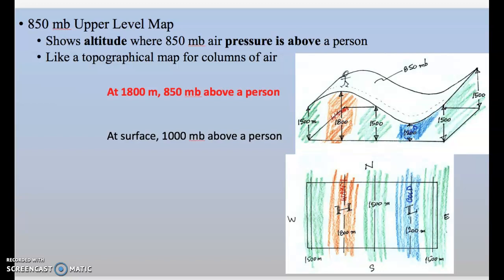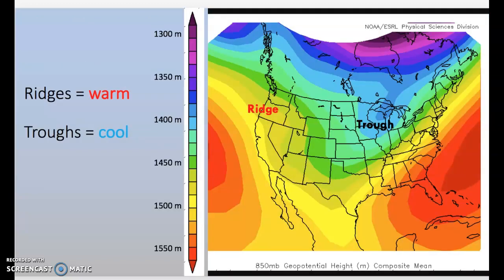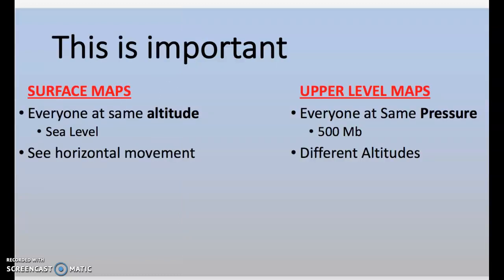When they're at the North Pole, that elevation at 850 millibars is much lower because the air is much more dense. As a result, that warm air can form ridges in our atmospheric maps, or the cold air can form troughs in our atmospheric maps. And this is the important thing. Those upper level maps, everyone is at the same pressure with different altitudes for that pressure, as opposed to the surface maps where everyone is at sea level pressure because we alter all the sea levels throughout the world.